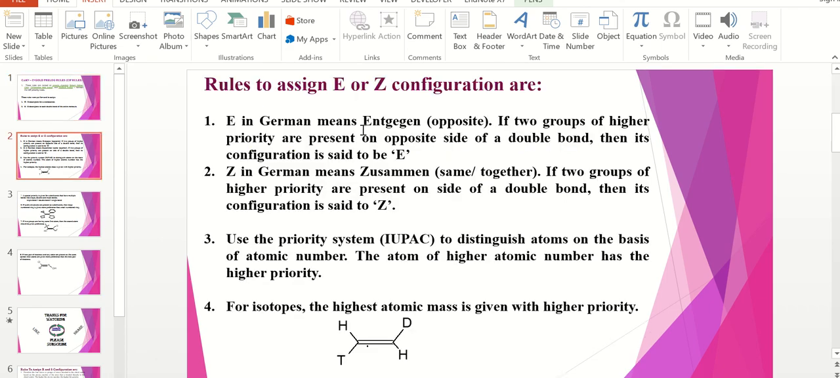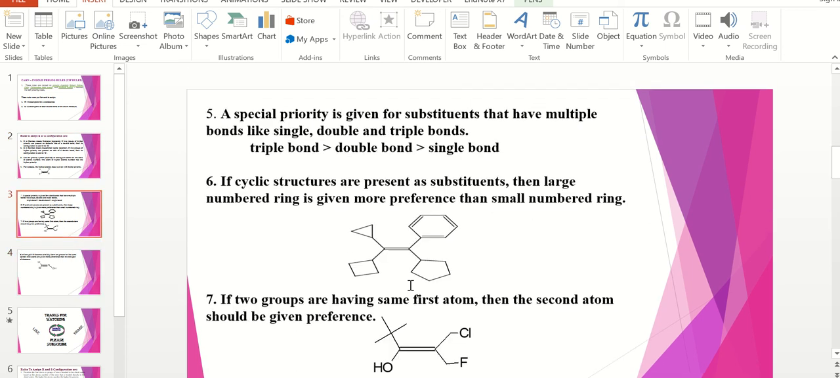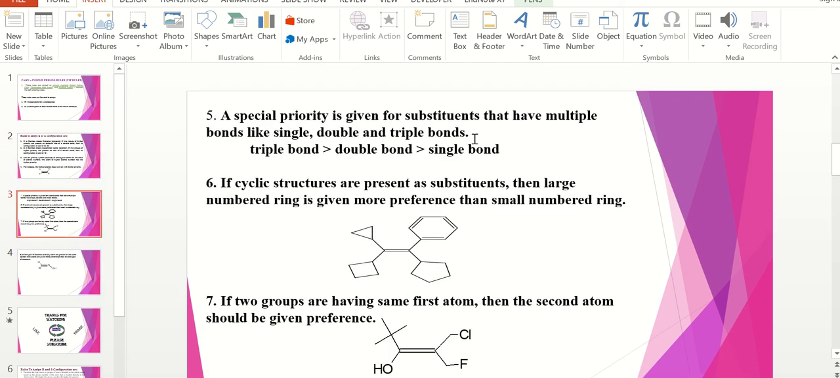So this is what E and Z stand for: E is entgegen, Z is zusammen, together. Entgegen is opposite to each other. It's based on IUPAC rules that higher atomic number has higher priority. Then for isotopes, tritium is given more preference than deuterium, then hydrogen. And then special priority is given to substituents that have multiple bonds like single, double and triple bonds. So triple bond is given more preference than double bond, than single bond.